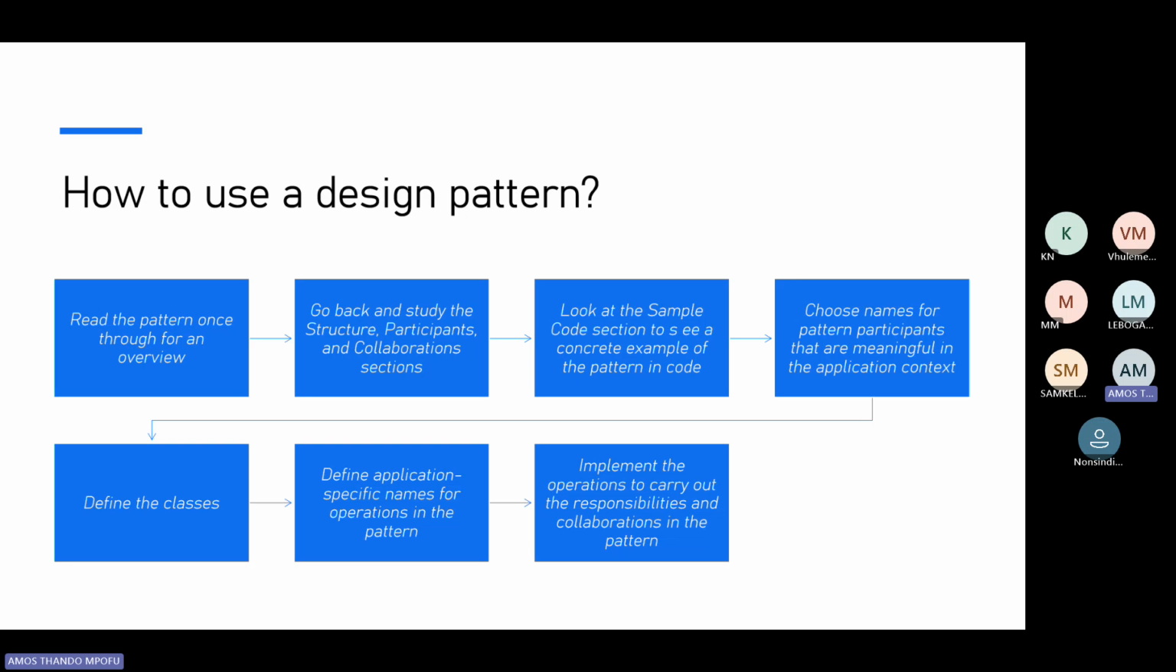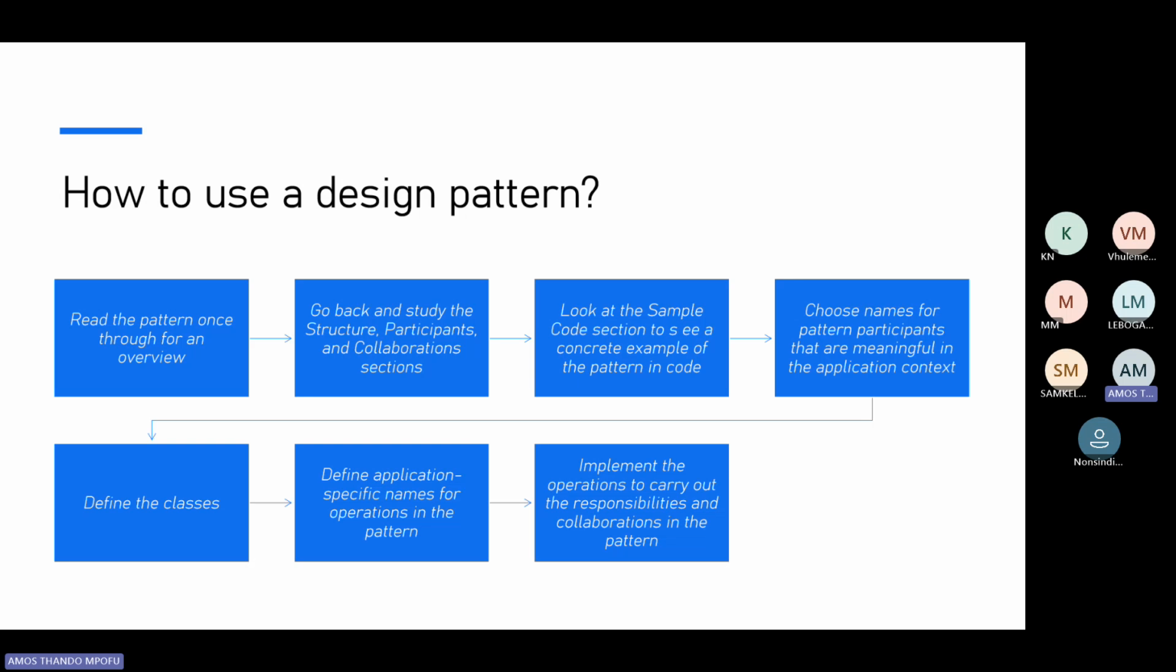Then once you've read the pattern, you go back and you study the structure. How is it structured? How is it modeled? All those things. What are the participants? Basically, what are the classes that are interacting with each other? We can say those are the participants. And then collaborations, things like interactions. And then you look at sample code to see a concrete example of the pattern in code, because when you see it implemented, you're seeing how it needs to be used in the right way.